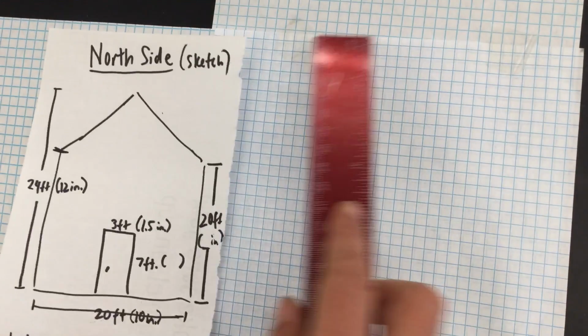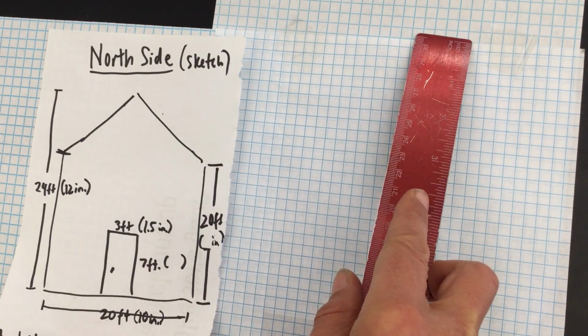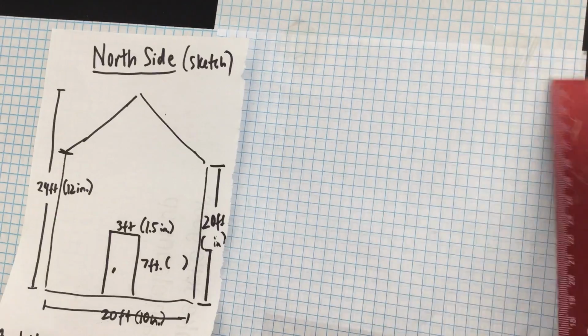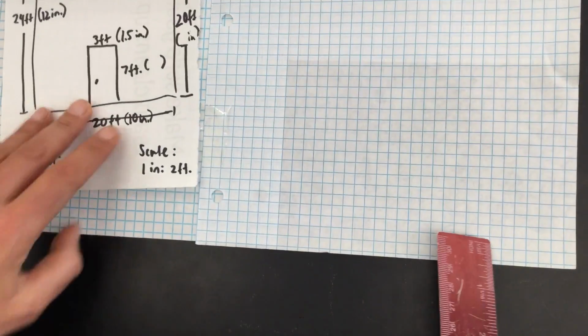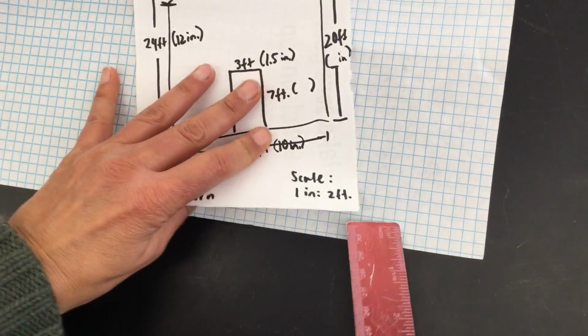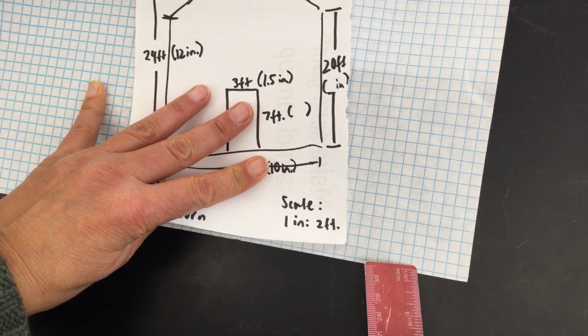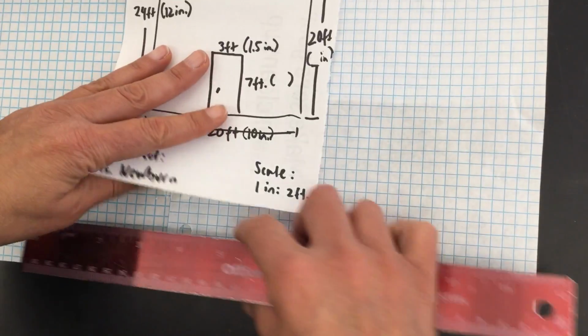So I'm just going to do 1 or 2 measurements. On the top, I'm going to put my north side. On the bottom here, I'm going to put that I'm the architect. On the other side here, I'm going to write my scale, 1 inch, 2 feet. So then I'm going to start doing my measurements.